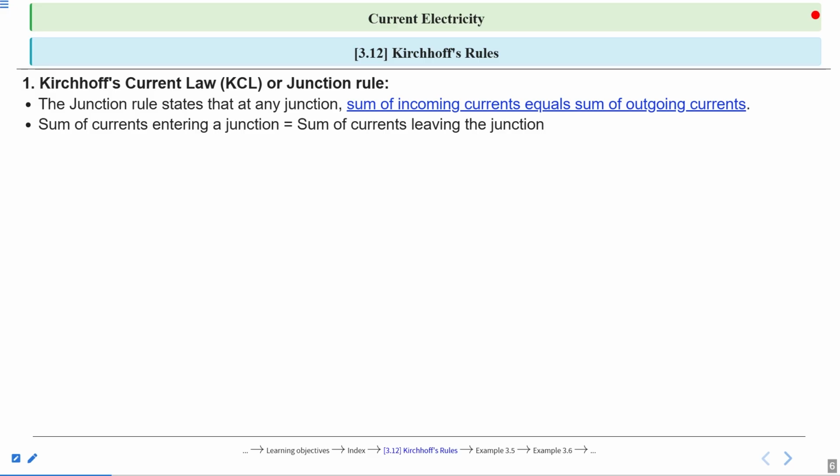A junction is a point where wires from different sections of the circuit are joined. The sum of incoming currents at that junction should be equal to the sum of outgoing currents. This is the first rule, the junction rule or Kirchhoff's current law. The sum of currents entering the junction must be equal to the sum of currents leaving that junction.